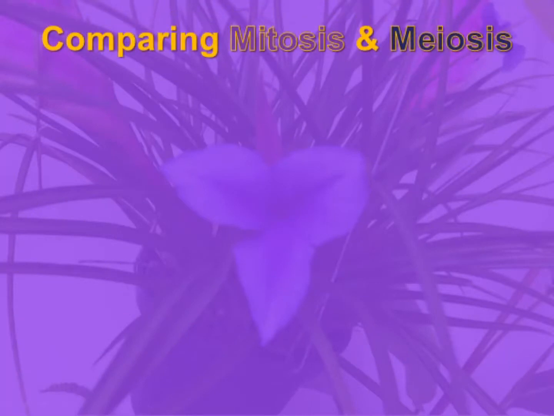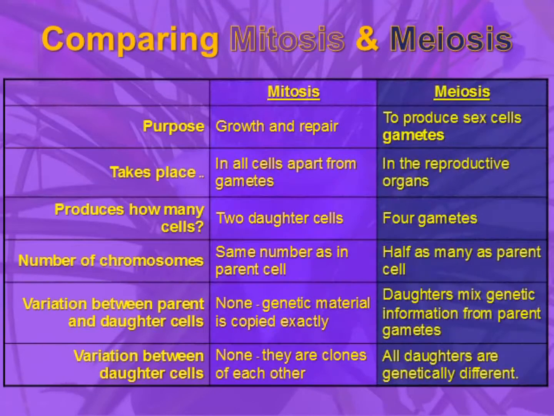So if we just put mitosis and meiosis together, the purpose of mitosis is growth and repair. The purpose of meiosis is to produce sex cells. Mitosis takes place in all cells apart from gametes, and meiosis takes place only in the reproductive organs. Mitosis produces 2 daughter cells, whereas meiosis produces 4 gametes. Mitosis creates the same number of chromosomes as in the parent cell, whereas meiosis creates cells with half as many chromosomes as in the parent cell.